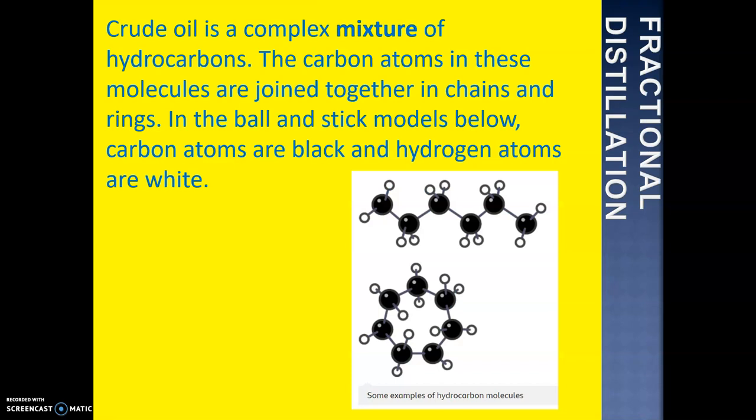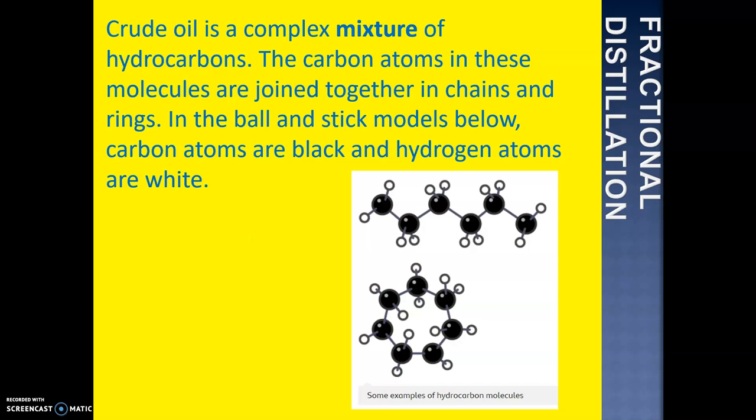Looking at a molecular level, crude oil is simply just a mixture of hydrocarbons. So those long chain polymers or rings, they can either be in chains or in rings shown here. So we've got the carbon atoms indicated in black and the hydrogen atoms surrounding it indicated in white. And how are these used? How is crude oil used?